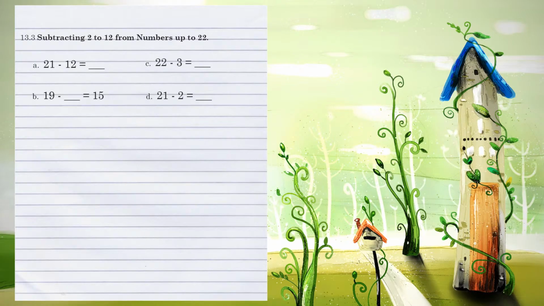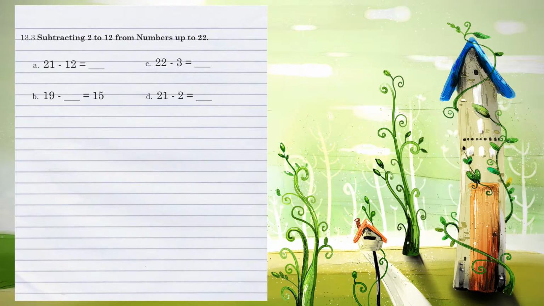Unit 13.3, subtracting 2 to 12 from numbers up to 22. Let's look at example A. 21 minus 12. Start off with our ones. We have 1 minus 2. That's not possible. You can't take 2 away from 1.